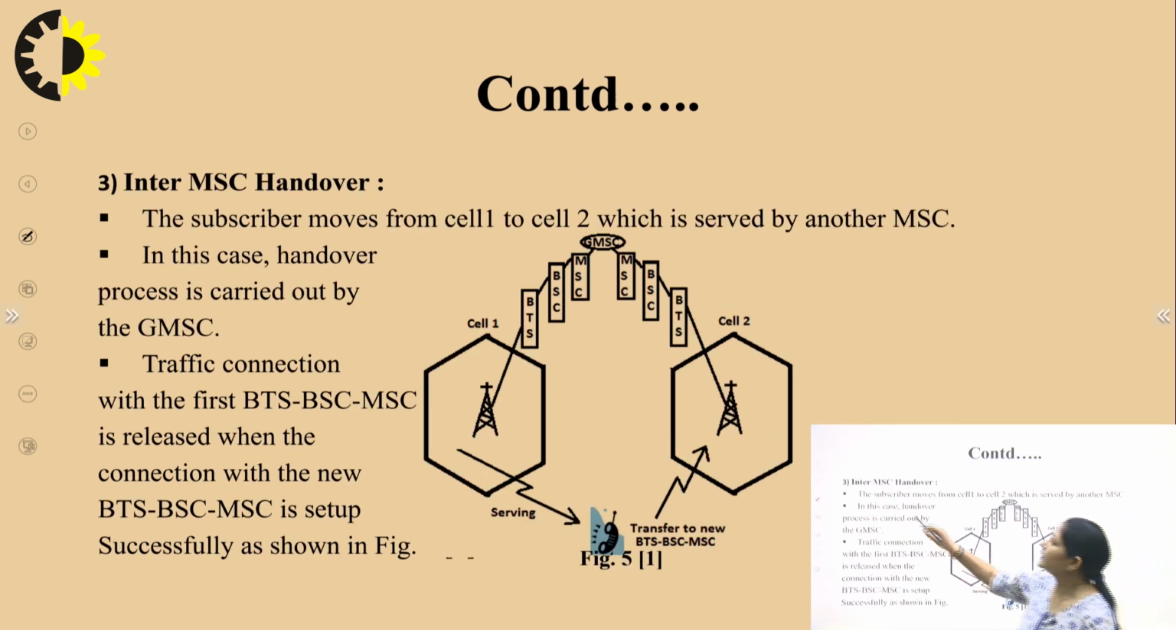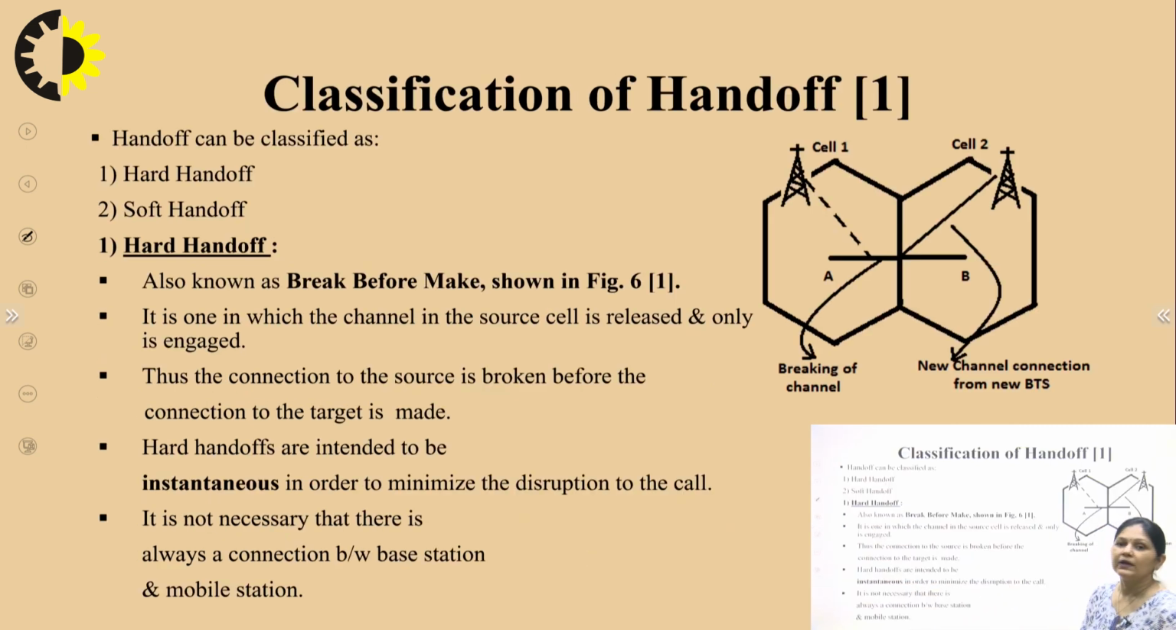Now inter-MSC. We are saying that there are so many BTSs, so many BSCs and MSCs. If there is inter-MSC, a number of different MSCs are there, two MSCs are involved. If two MSCs are involved in handover, then it is called inter-MSC handover. Traffic connection with the first BTS, BSC and MSC will be released when the connection with the new BTS, BSC and MSC is set. So this is inter-MSC. Now this classification of handover was according to the MSCs and BSCs involved.